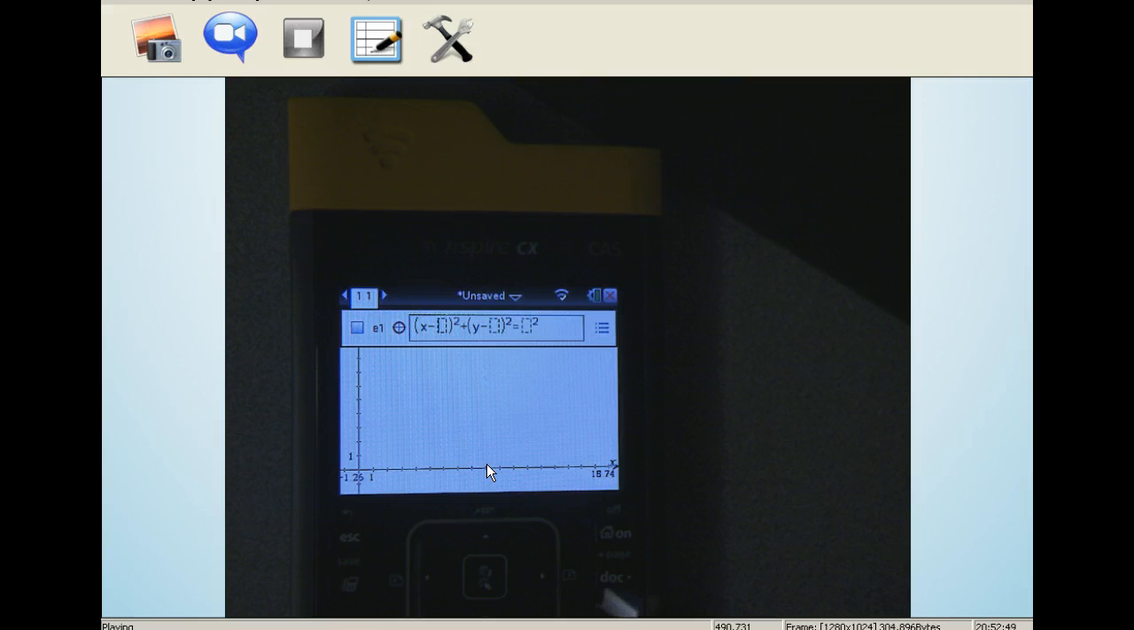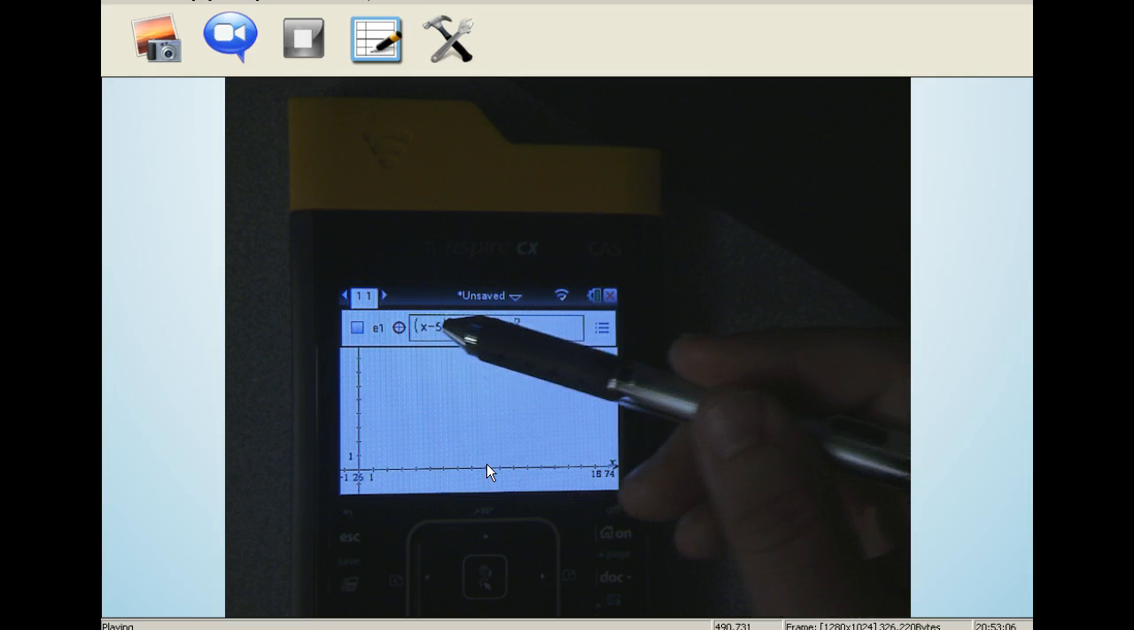Let's say I want my center to be over 5 units and up 3 units. So I would put 5 and 3. And then if I wanted a radius of 2, the center will be at 5, 3 and have a radius of 2. And there you have it. The center's at 5, 3. The radius is 2. So from 3 I come straight down to 1. That's my radius. So that's how that works on the calculator.